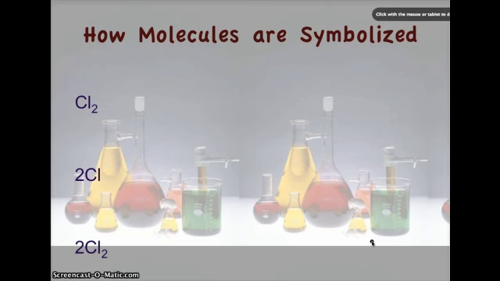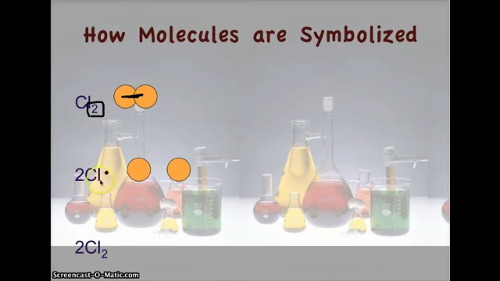All right, how molecules are symbolized. First off, we have the Cl2. Notice this 2 is a subscript. Now, a subscript 2 means that these chlorines are actually bonded together. Whereas with 2Cl, this 2, once again, is a coefficient. Notice we have 2 separate chlorines not bonded together.